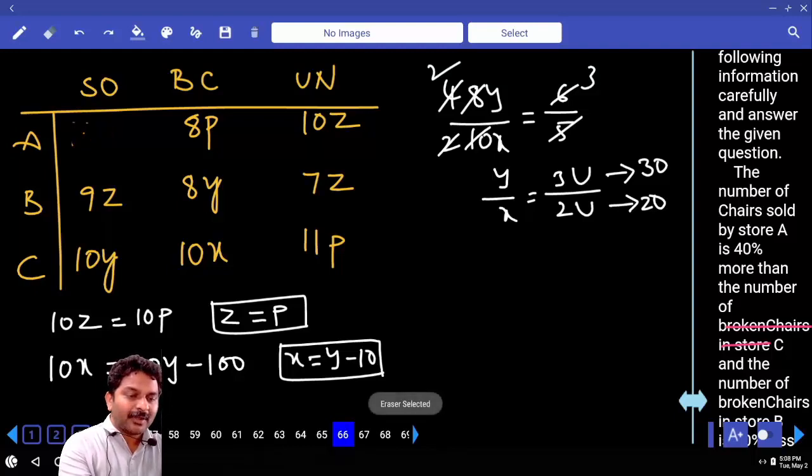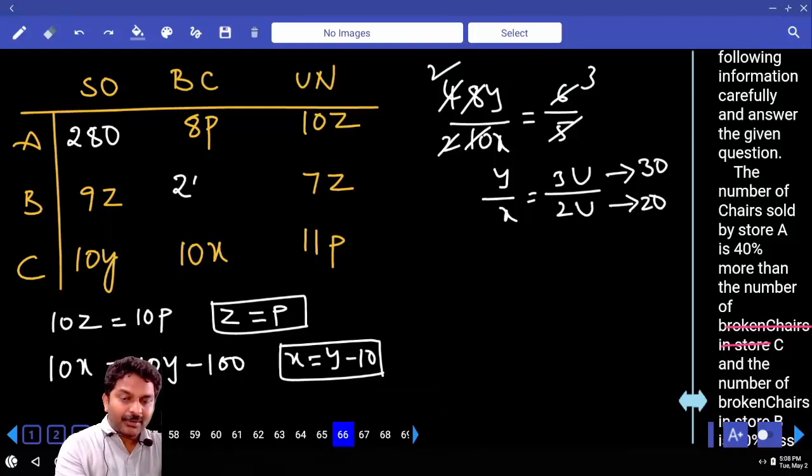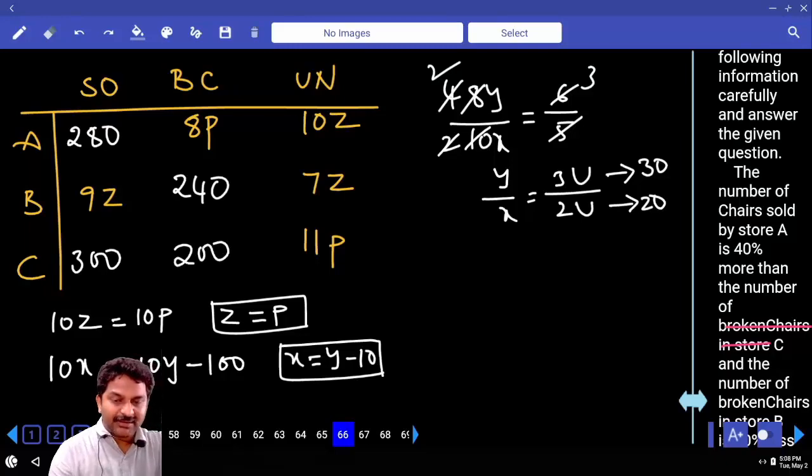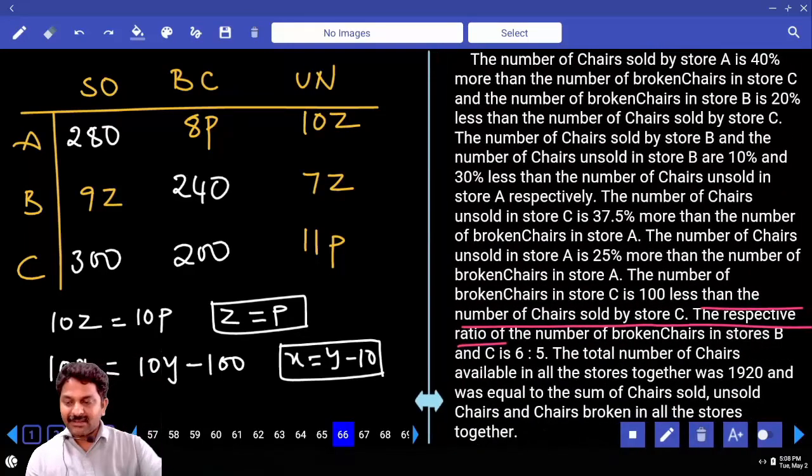Okay. So we can write numbers. 14x, how much? 14x, 2, 80. 8y, 8 into 30, 240. 10y, 10 into 30, 300. 10x, 200. This is 300, this is 200, right? X and Y values are not there.